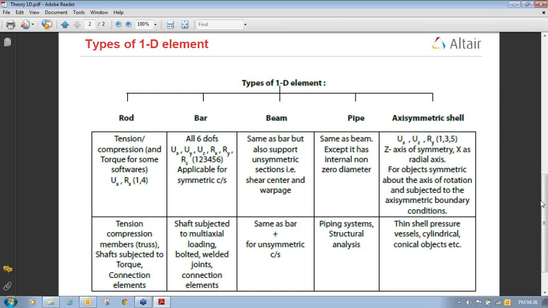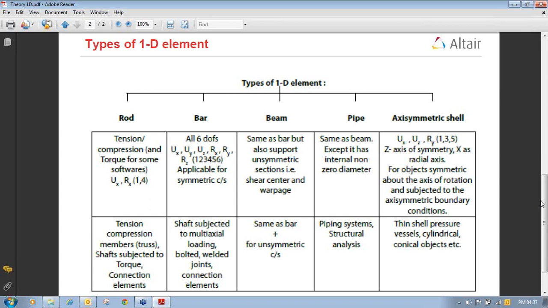Then we go to the beam element. Beam elements are the same as bar, but they also support unsymmetric cross sections, that is shear centers and warpage they can support. Practical applications of beam element are the same as bar, but they also cover shafts subjected to multi-axial loading for unsymmetric cross sections.